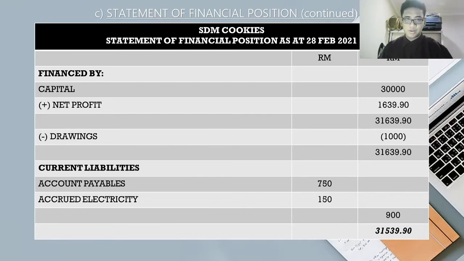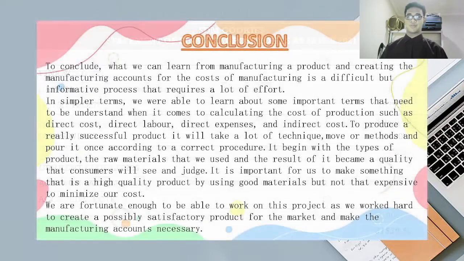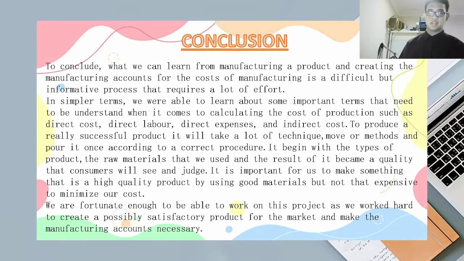To conclude, what we can learn from manufacturing a product and creating the manufacturing accounts for the cost of manufacturing is a difficult but informative process that requires a lot of effort. In simpler terms, we were able to learn about some important terms that need to be understood when it comes to calculating the cost of production, such as direct costs, direct labor, direct expenses, and indirect costs. To produce a really successful product, it will take a lot of techniques and methods, and putting it all together according to a correct procedure.